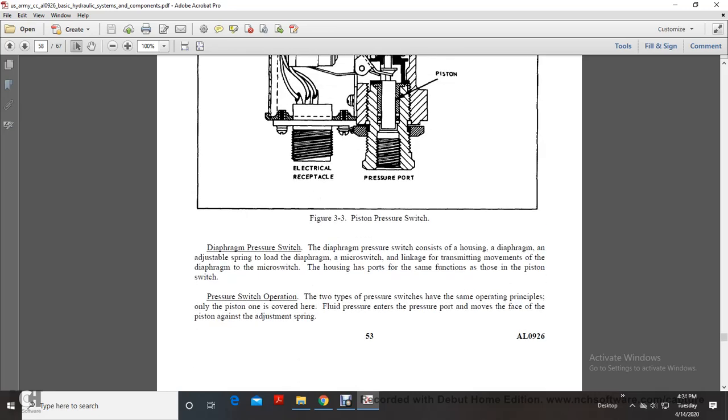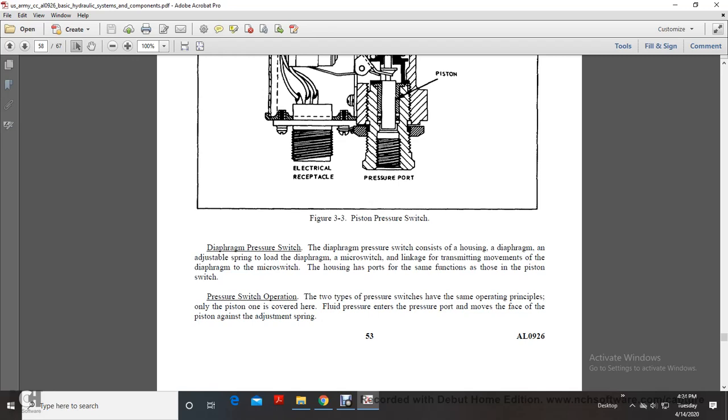Alright, diaphragm pressure switch. A diaphragm pressure switch consists of the housing, a diaphragm, an adjustable spring loading the diaphragm, a micro switch, and linkage transmitting movement of the diaphragm to the micro switch housing with a pressure port. Same function as that of the piston switch. Pressure switch operation. The two types of pressure switches have the same operating principle. Only the piston one is covered.